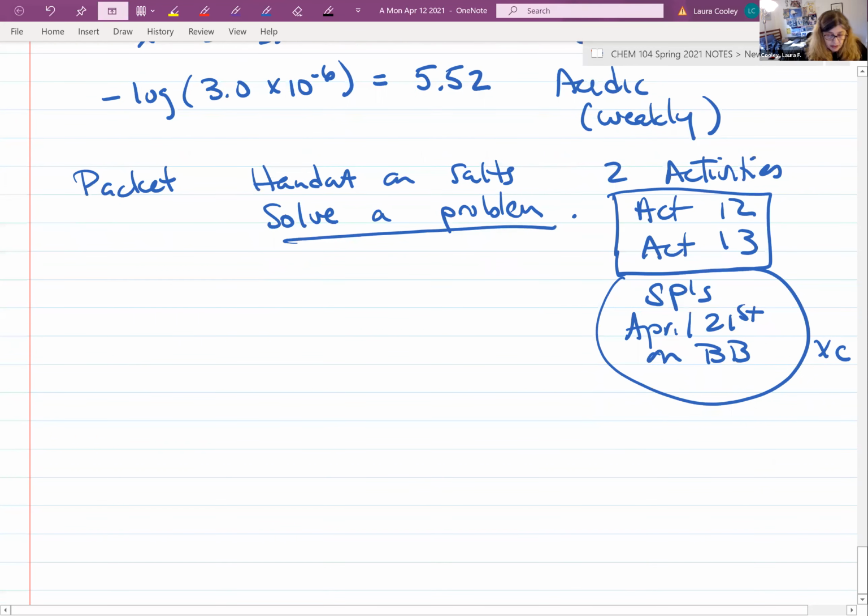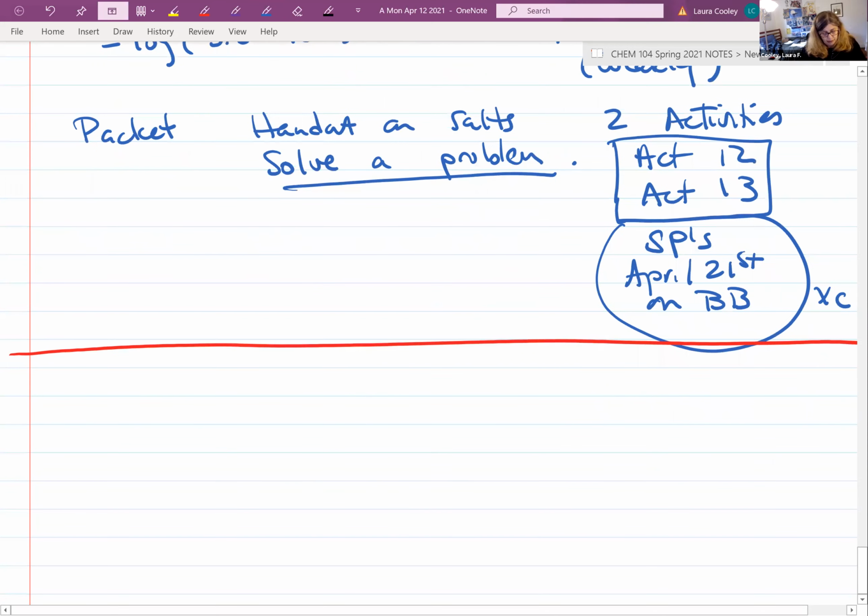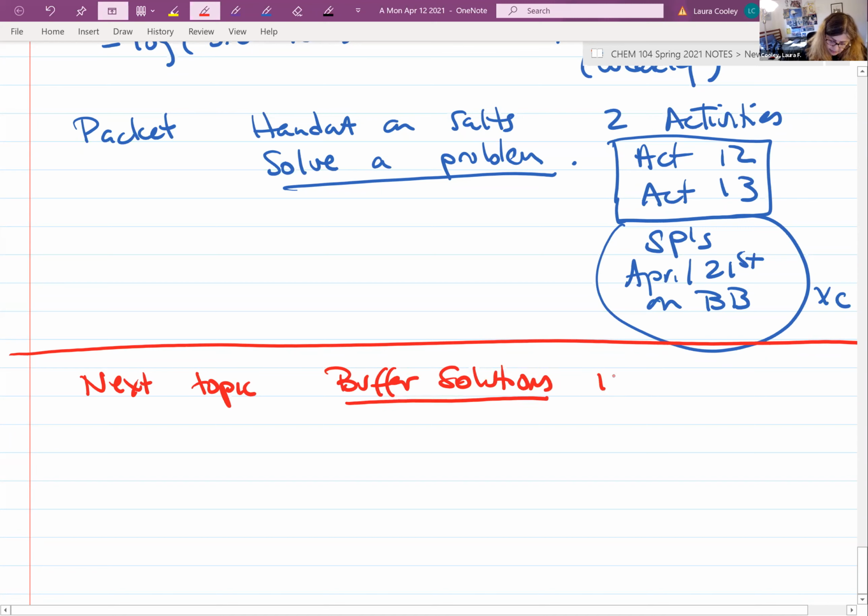All right, so that's what I have to say about salts. Done with that. And now we have a very important section of the course, actually, or I should say a very important section of the acid-base unit, because it's very important in biology. And I know a lot of you are biology majors. And so that's this next topic, which is buffer solutions, is very important in biology.